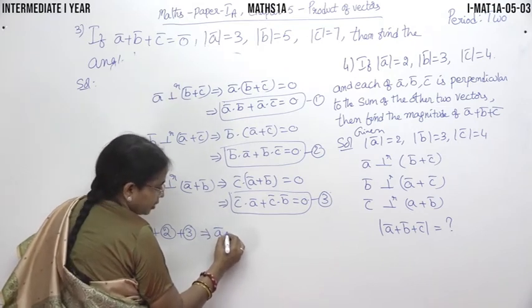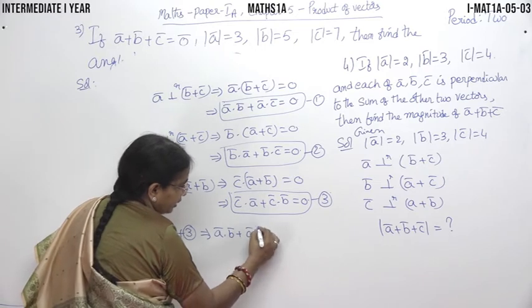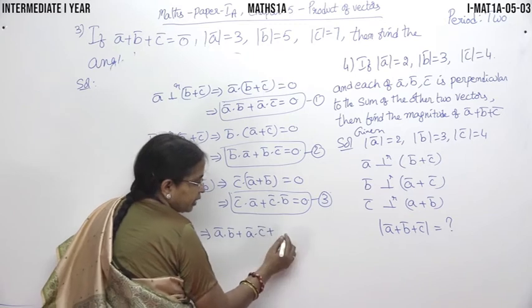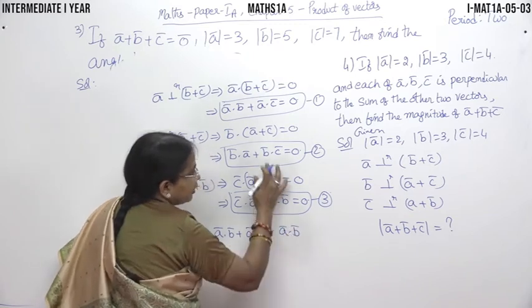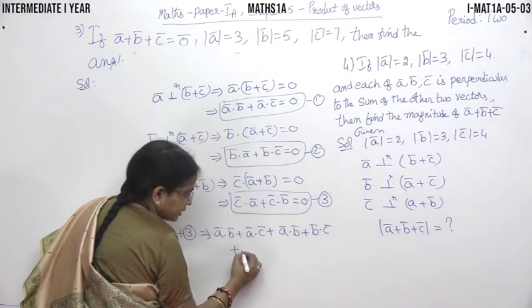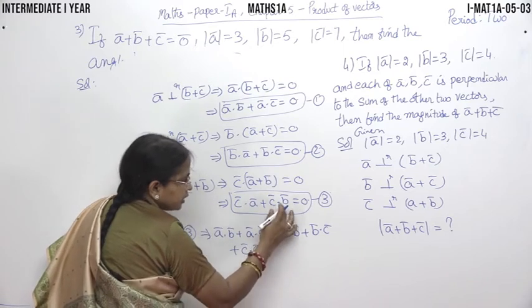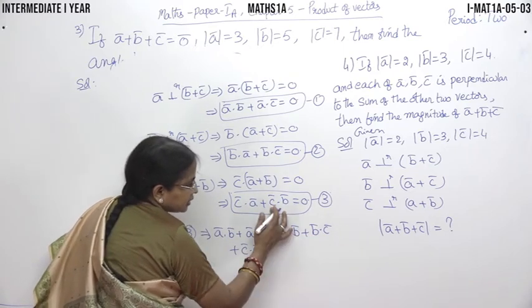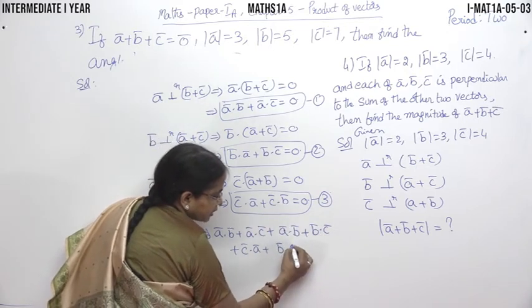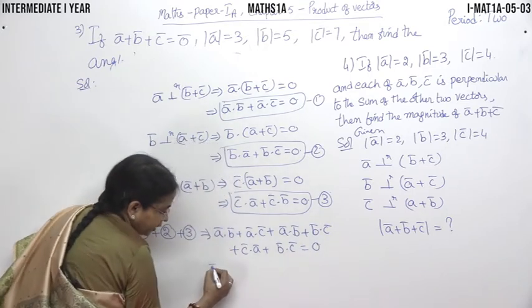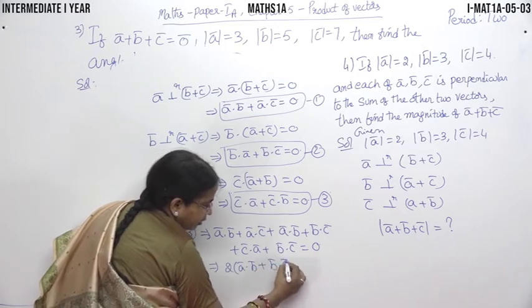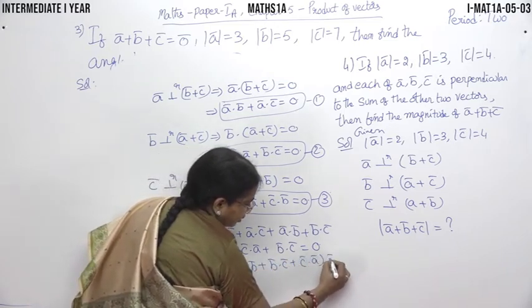Implies A dot B plus A dot C plus B dot A. B dot A is same as A dot B, so I'll write A dot B there. And B dot C, C dot A plus C dot A plus C dot B. C dot B is same as B dot C, so instead of C dot B, I'll write here B dot C. So that means 2 times A dot B plus B dot C plus C dot A is equal to 0.